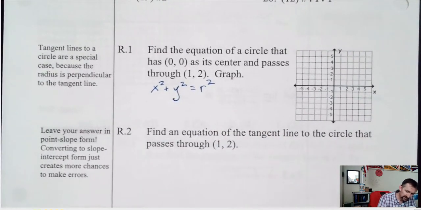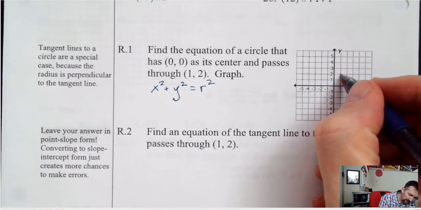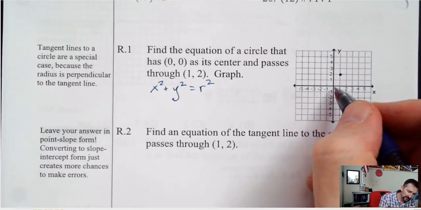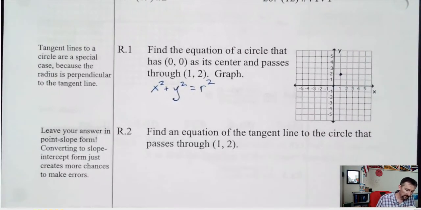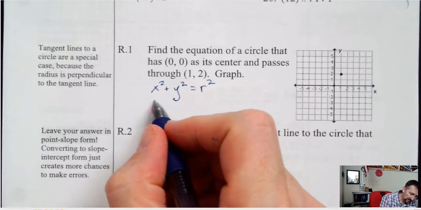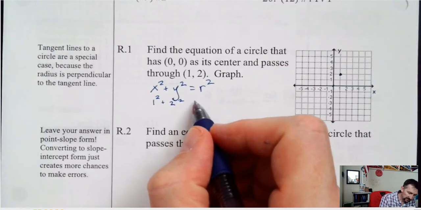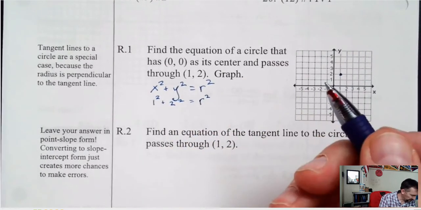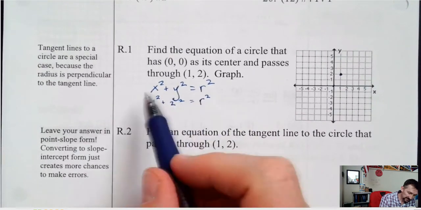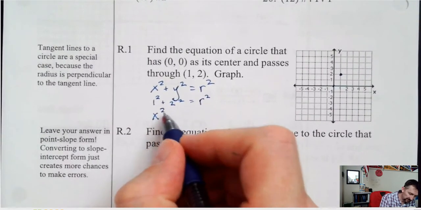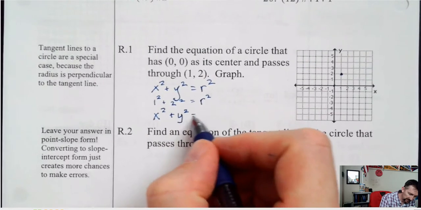So it also says it passes through the point 1, 2, so that's up here, and the center was down here. So if we plug 1, 2 in, that's going to be 1 squared plus 2 squared. So r squared is going to be 5. Now, we can plug that directly into the equation. So the equation of the circle is x squared plus y squared.